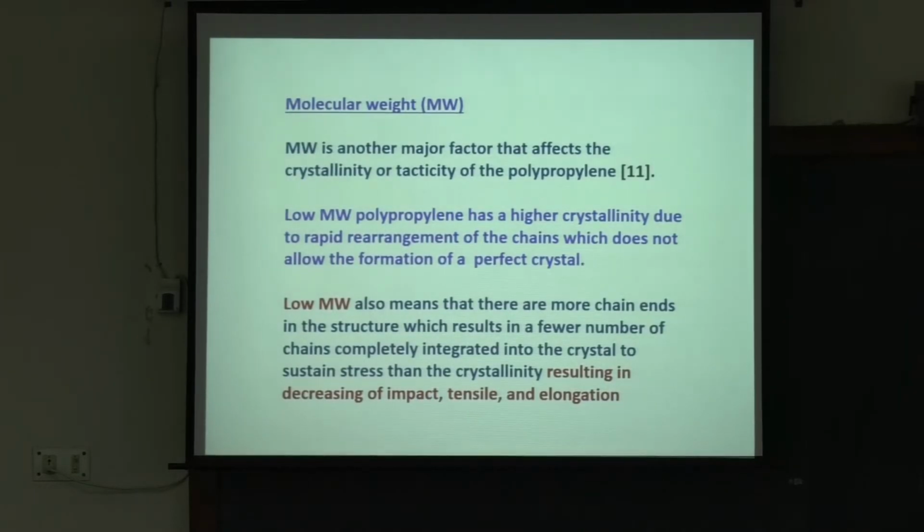Molecular weight is another major factor that affects the crystallinity or tacticity of the polypropylene. Low molecular weight polypropylene has high crystallinity due to rapid rearrangement. If you have low molecular weight, they can arrange very quickly. But if you have limited broad distribution, that will not allow much of that. But anyway, also low molecular weight means that there are more chain ends in the structure, which results in a fewer number of chains completely integrated.